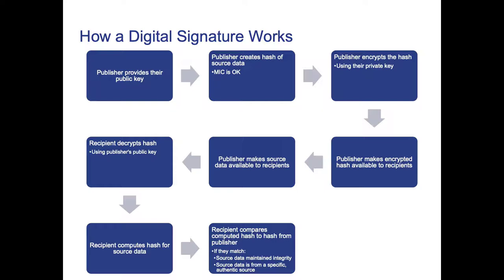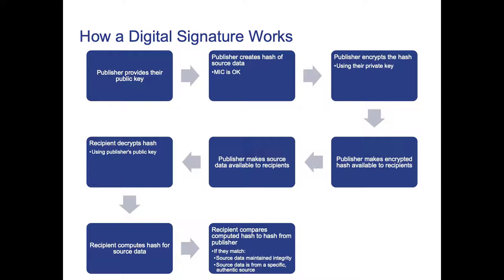When someone downloads our program, they can also download the encrypted hash. Since it was encrypted with our private key, anyone with our public key can decrypt it. If they decrypt it with our public key, then they know it was encrypted with our private key. Therefore, it came from us. And presumably, only we have our private key.